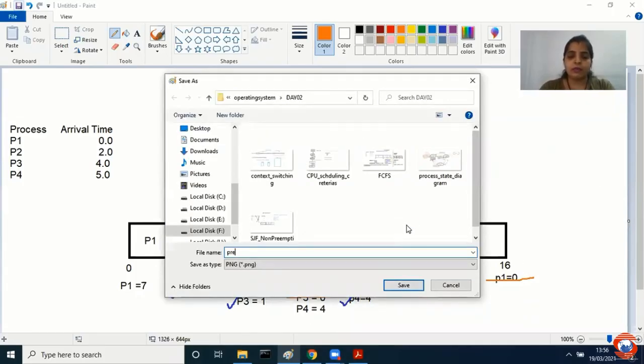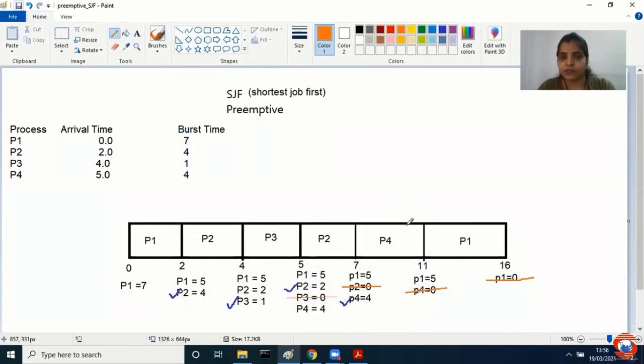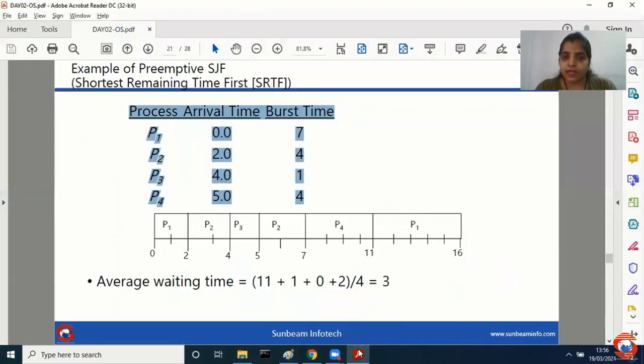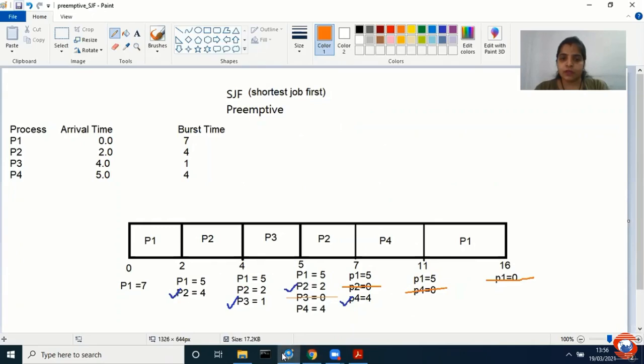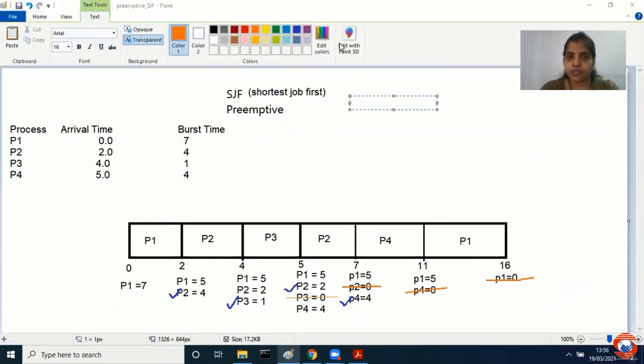I will save this diagram. While revising, I request everyone, आप यही diagram देखना instead of looking into the slides. You will understand in a better way when you revise. राइट. सो अब आप उसका कैलकुलेट कर सकते हो एवरेज वेटिंग टाइम, राइट. P1, लेट अस ऑब्जर्व एवरेज वेटिंग टाइम फॉर P1. P1 का अराइवल टाइम कब था?